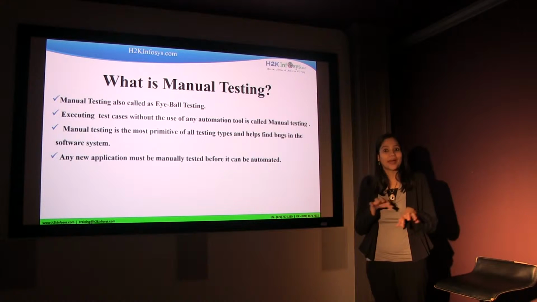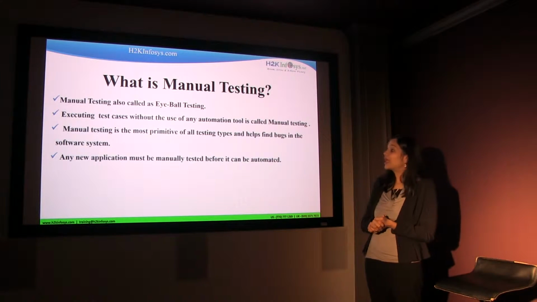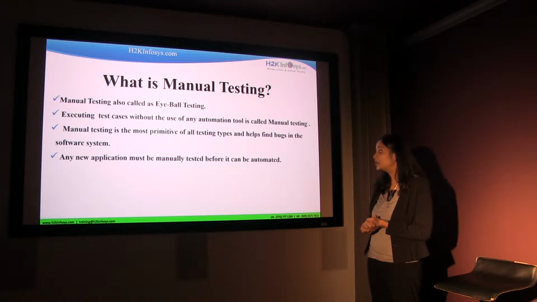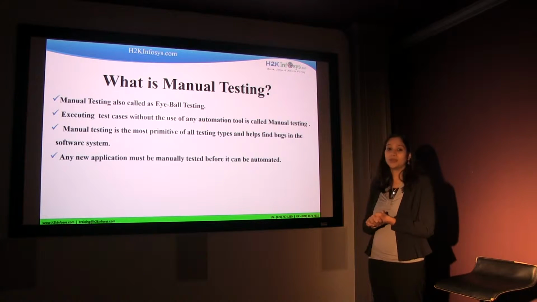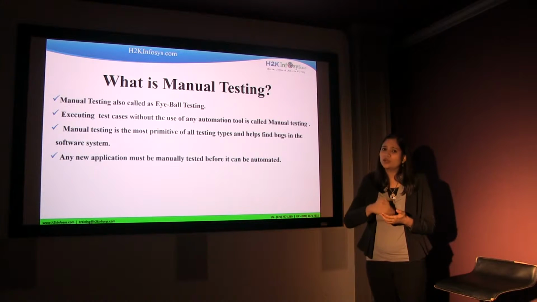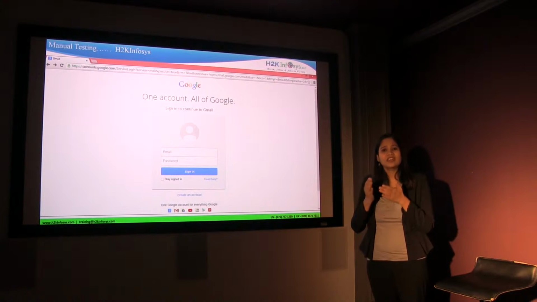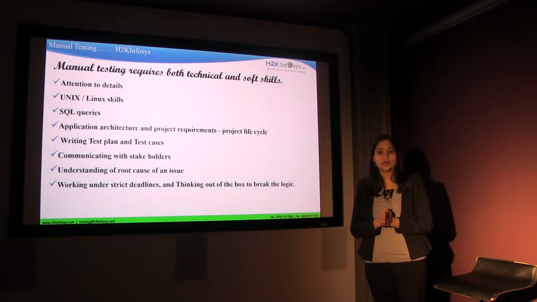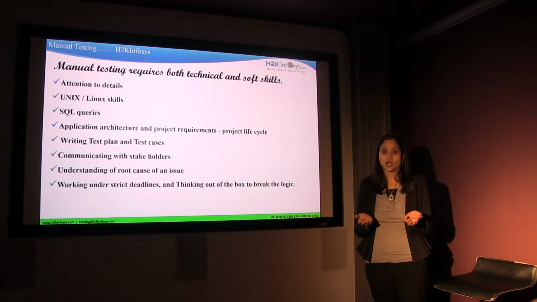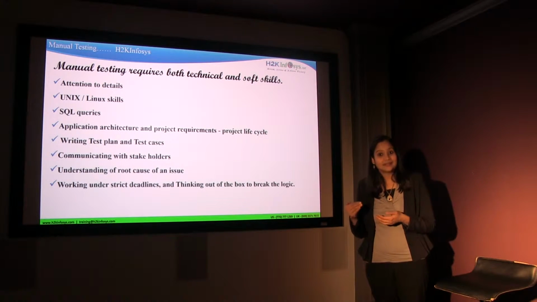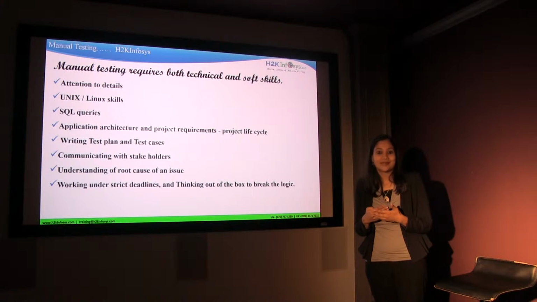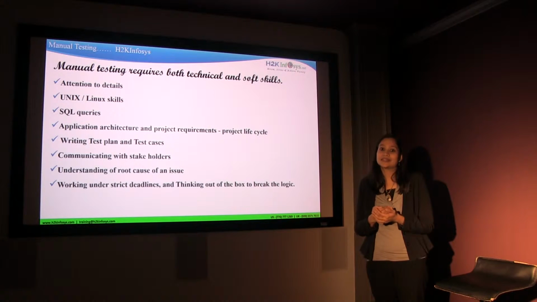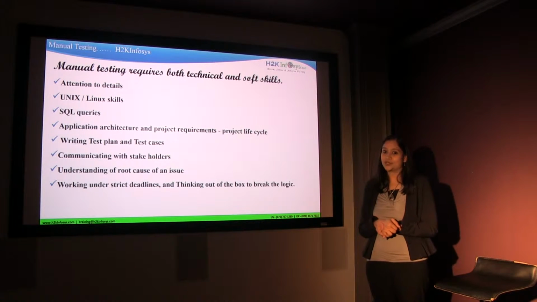Tools, what you do is manually test it to see whether it's working. Any new application must be manually tested before it can be automated. Automation is always a subsequent process. The very first step is always to do manual testing and see whether there are any bugs or not. Once it's manually tested, then you can automate it for subsequent tests. But the very first thing is for us to manually test the application.